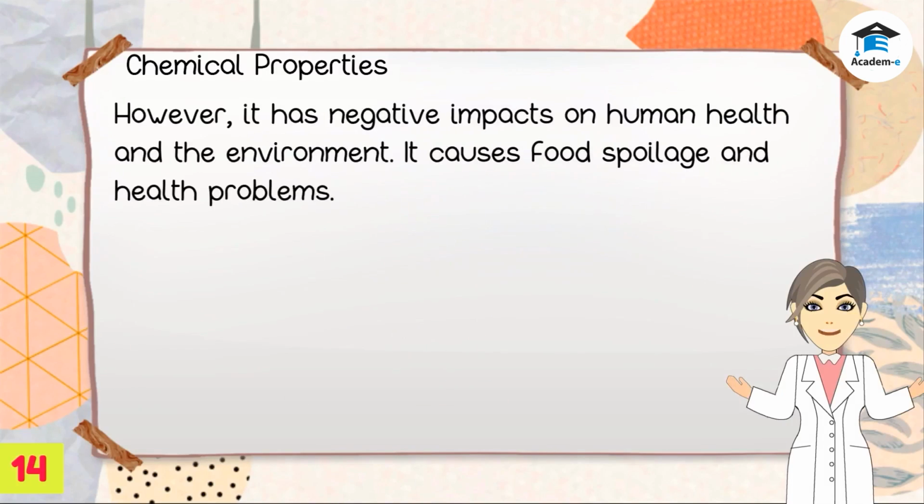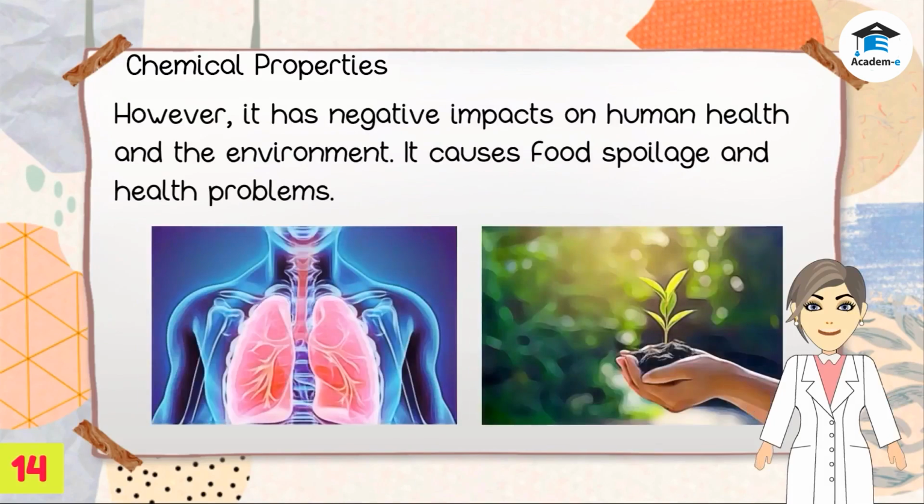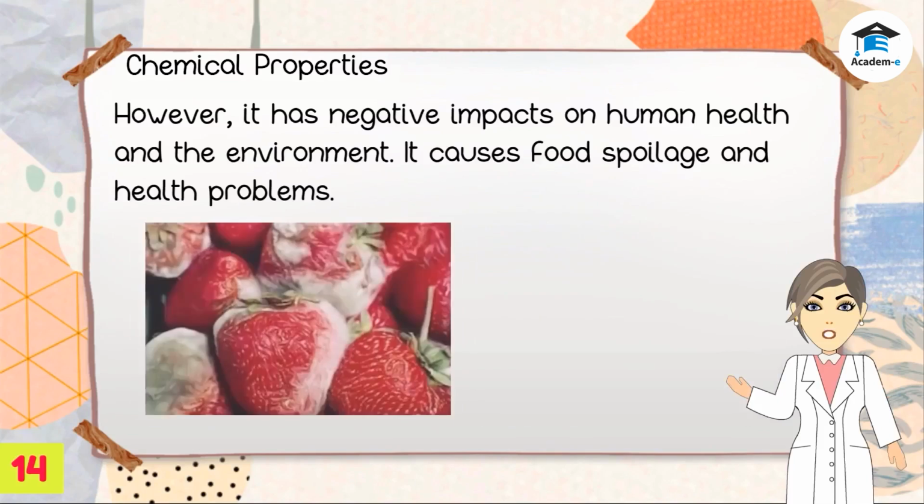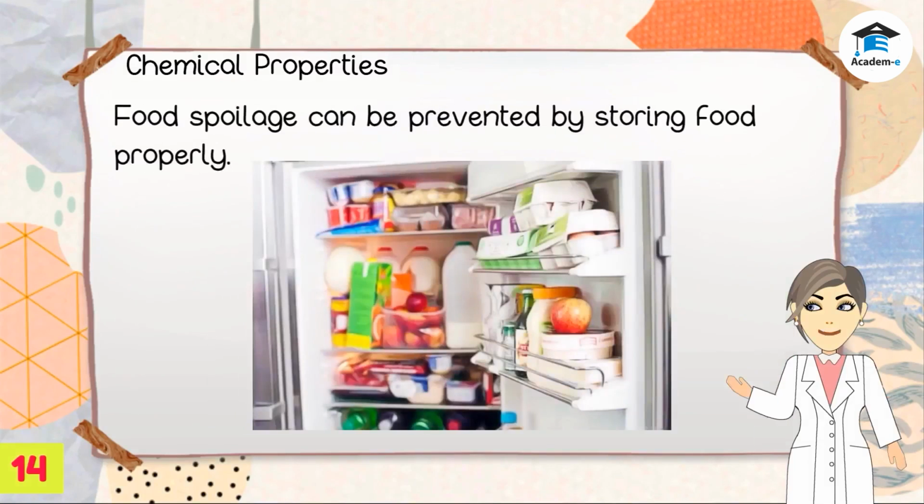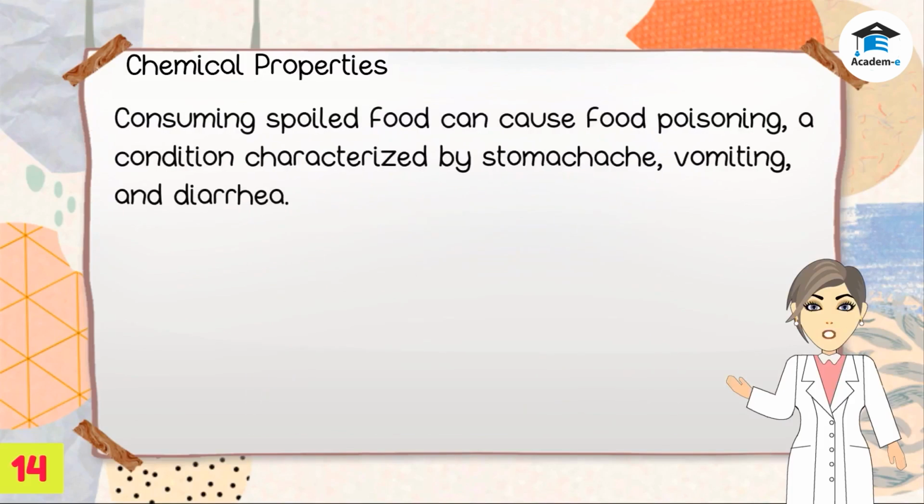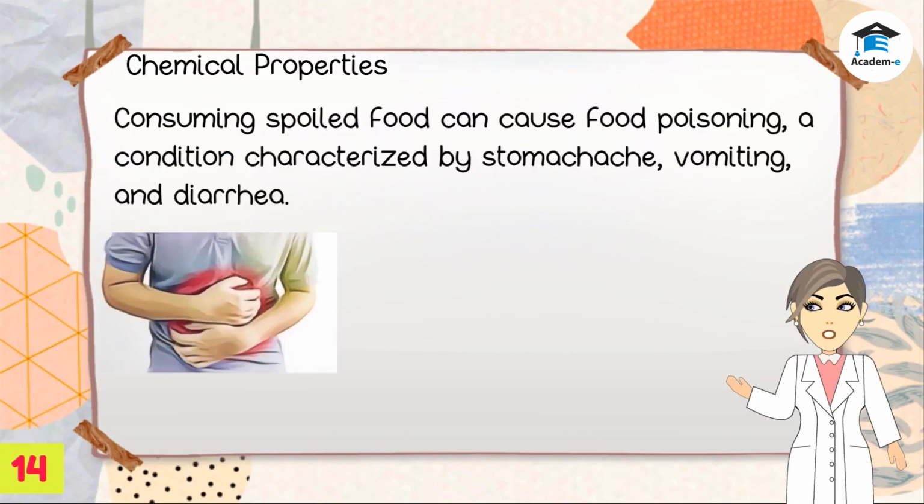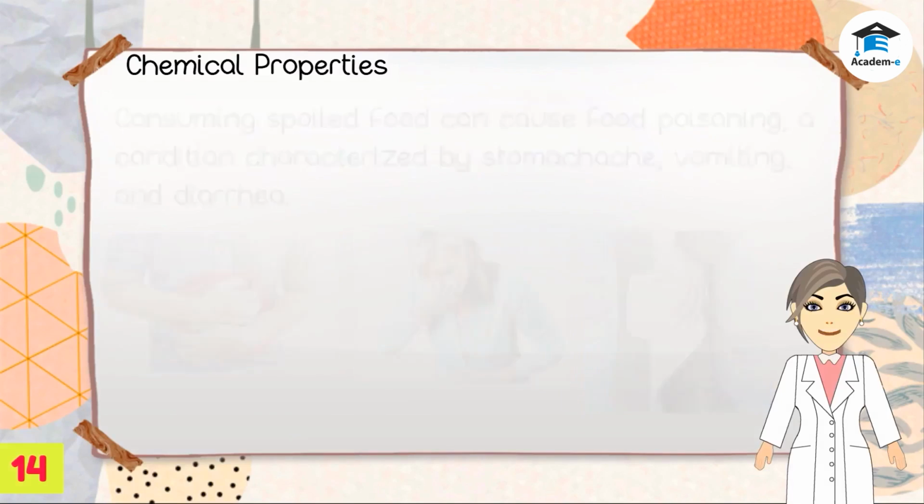However, it has negative impacts on human health and the environment. It causes food spoilage and health problems. Food spoilage can be prevented by storing food properly. Leftover food must be placed in sealed containers and kept refrigerated. This food must be consumed within 3 to 4 days. Consuming spoiled food can cause food poisoning, a condition characterized by stomachache, vomiting, and diarrhea.